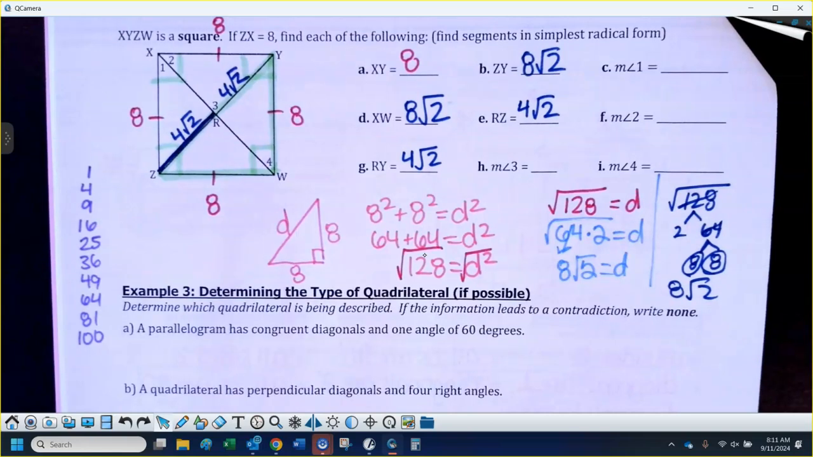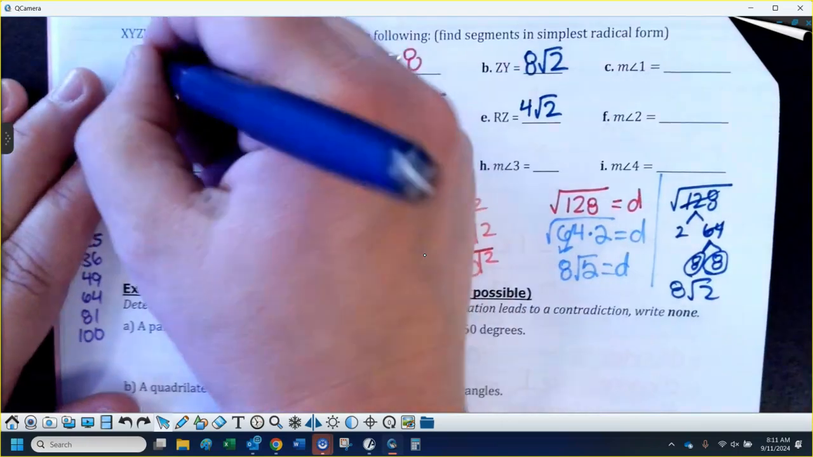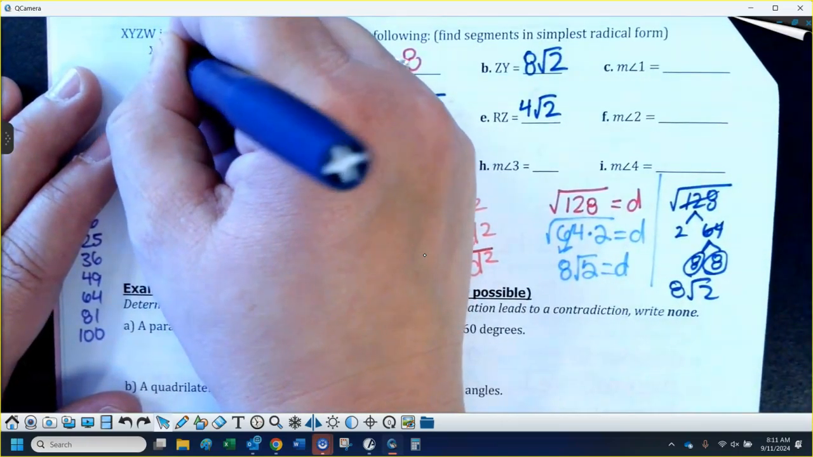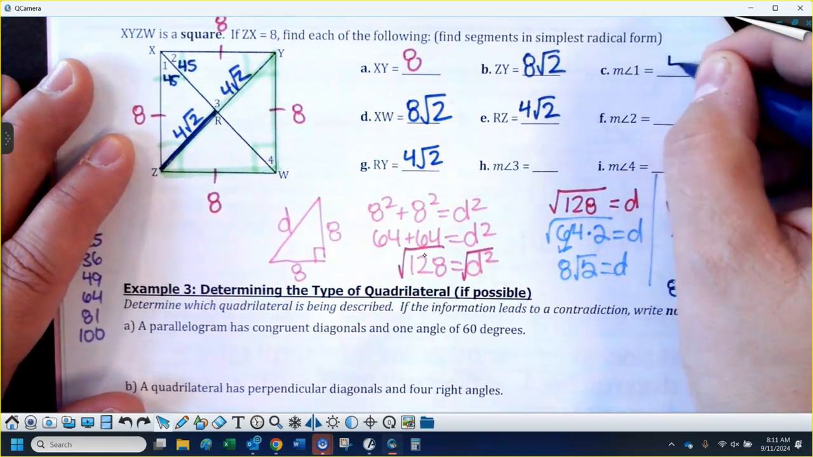All right, now I think the angles might be a little bit quicker. So remember, this is a square, so the whole corner is 90, but also the whole corner gets bisected. So angle 1, angle 2, both of these guys to add up to that 90 have to be 45.